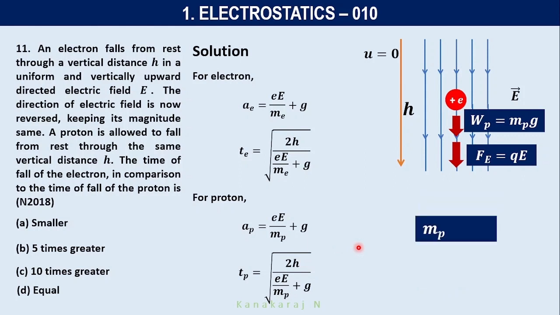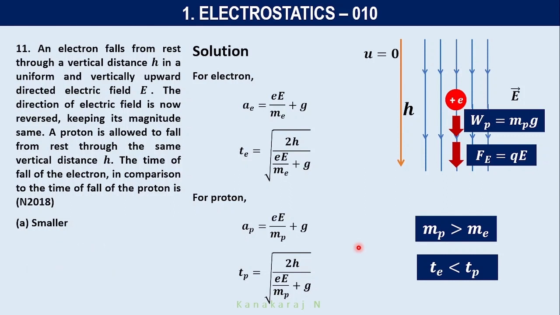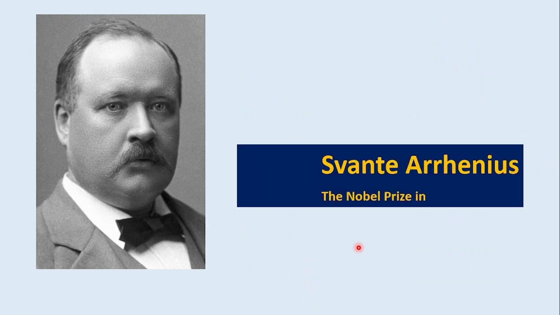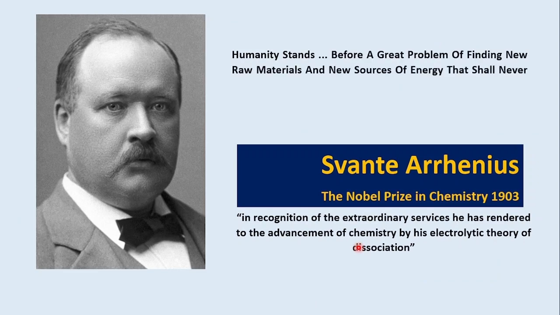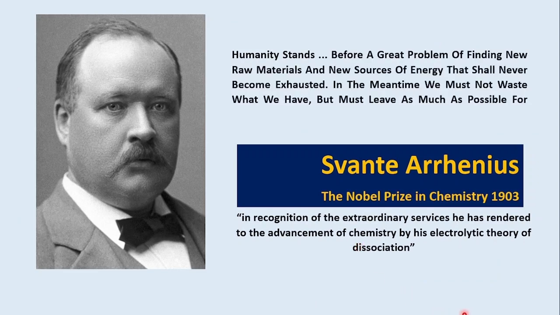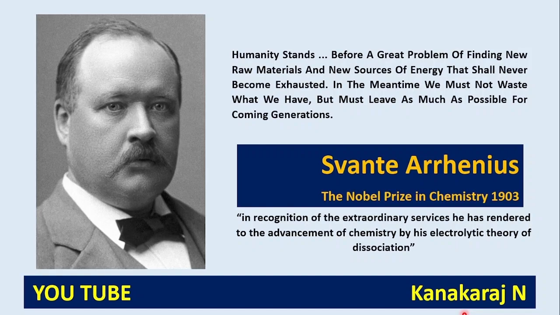We know very well that the mass of the proton is much greater than the mass of the electron. Mass of the proton is 1836 times the mass of the electron. Therefore, the time of fall of electron is smaller than the time of fall of proton. Thank you, children.